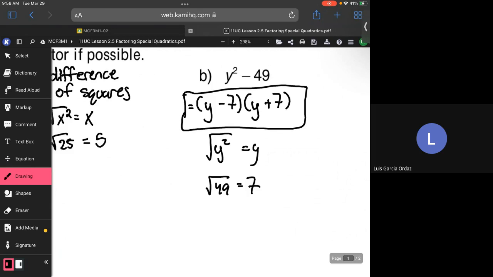Okay. Yes, Emma? Will there ever be an instance where it won't be a negative and a positive? No. Difference of squares always has a negative and a positive in the brackets. Does it matter which was first? Nope, you can put y plus 7 first, y minus 7 first, doesn't matter to me. When you FOIL it, it will still give you y squared minus 49.